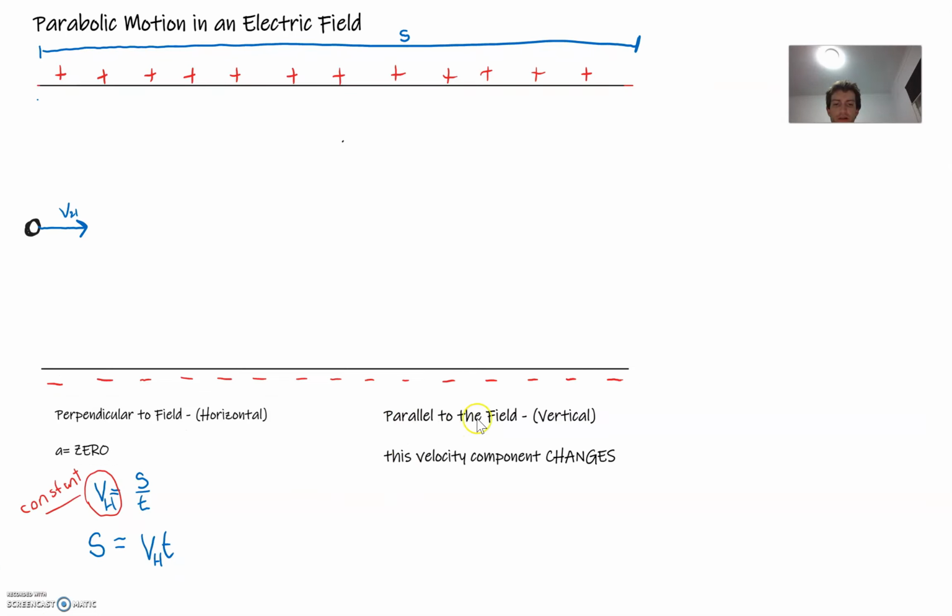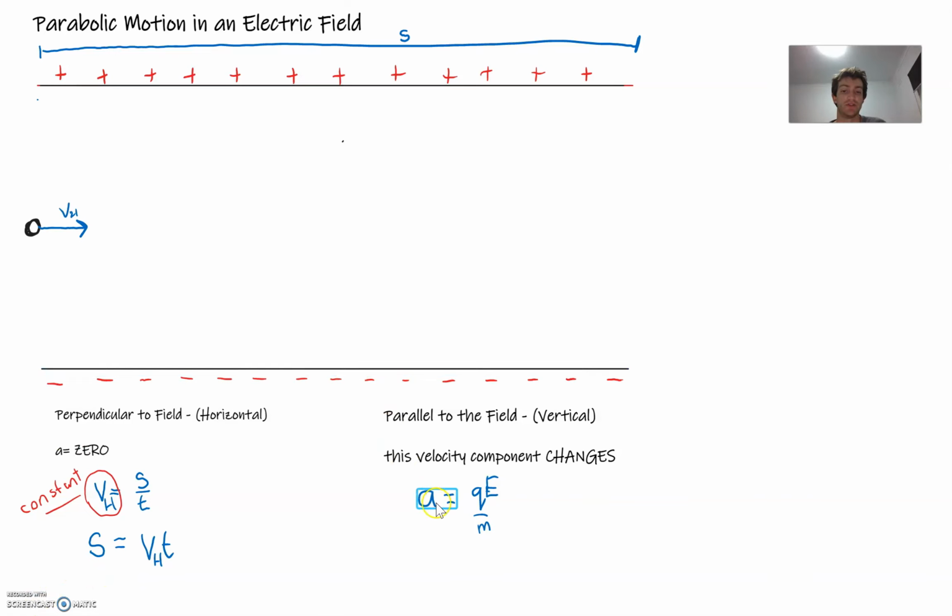So parallel to the field, the velocity that's in the up and down direction here, that will change. That's the one that experiences the acceleration. How much acceleration? Well, it's going to experience an acceleration of qE over m. So we just need to know the electric field strength, what charge we're dealing with, and what mass it has, and that will give us what the acceleration is there.